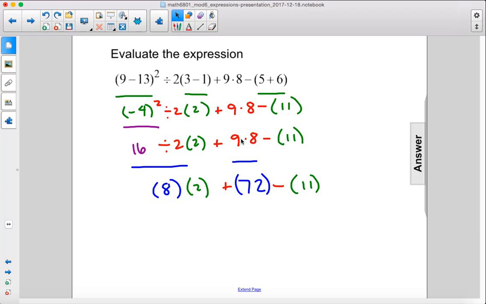And over here, this was just multiplication of 9 times 8 and subtraction and addition here. So this is like a little isolated piece. So we can just solve that and write the negative 11 in there.